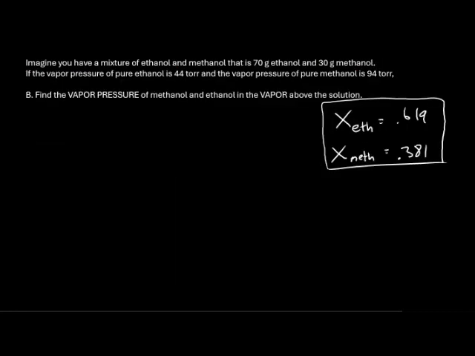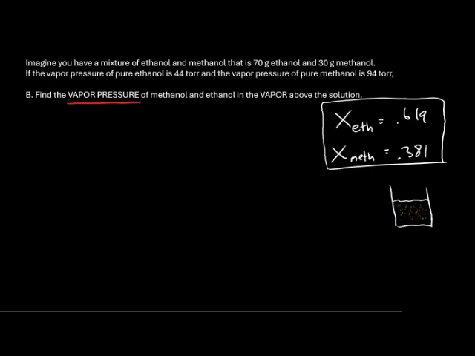The reason why we had to get the mole fractions is because Part B asks us for the vapor pressure of methanol and ethanol in the vapor above the solution. We must remember that if we have a mixture of two liquids, both of them are going to try to turn into gases at least a little bit. So imagine that these yellow dots are ethanol. Since our mole fraction for ethanol is a little bit higher than methanol, that means more of this is going to be ethanol than methanol. So we'll put some amount of yellow dots and some amount of orange dots for methanol.